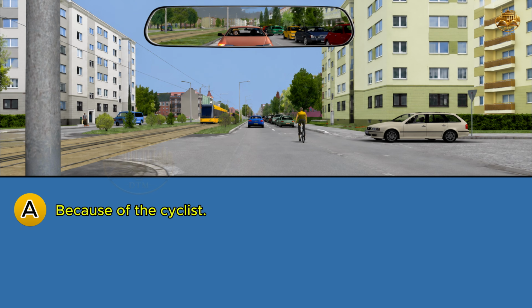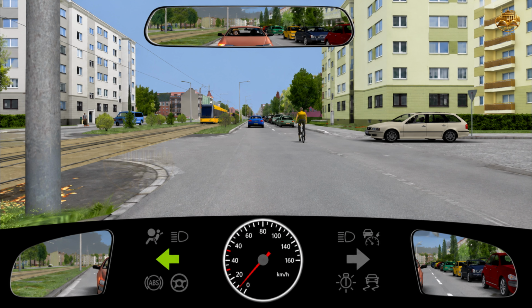Answer A is incorrect because the cyclist is not the reason for the required stop. Answer B is incorrect because the white car is not the vehicle that requires us to stop. Remember, always pay special attention to trams. When a tram has priority, you must stop and give it the right of way.